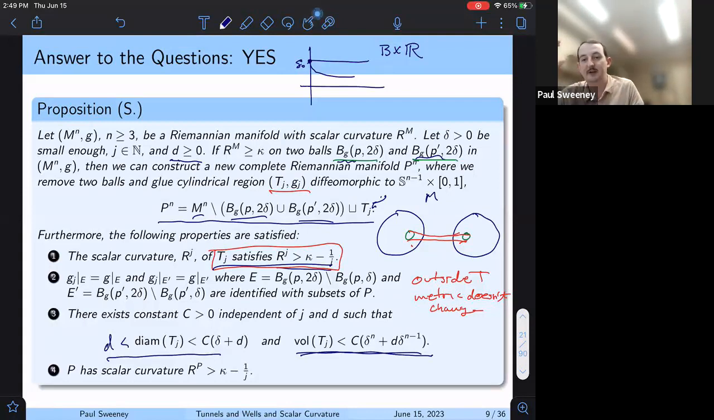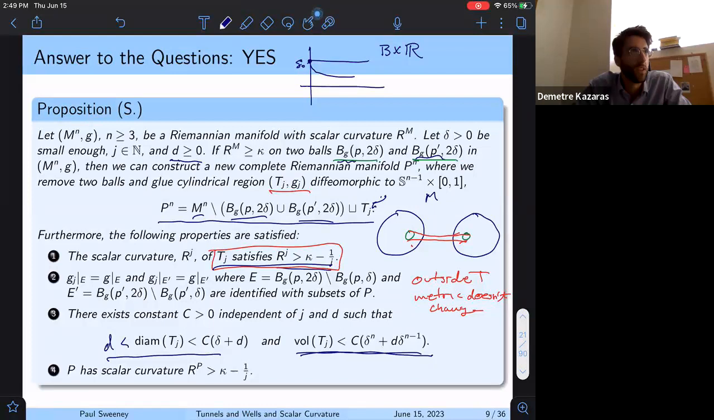And now we can use these tunnels to construct all the examples that we had above. All right, I think I'll end there. Thank you. I hope everything was understandable. Thank you very much.